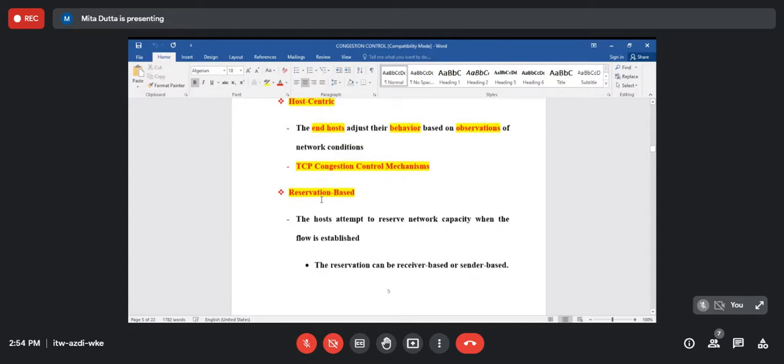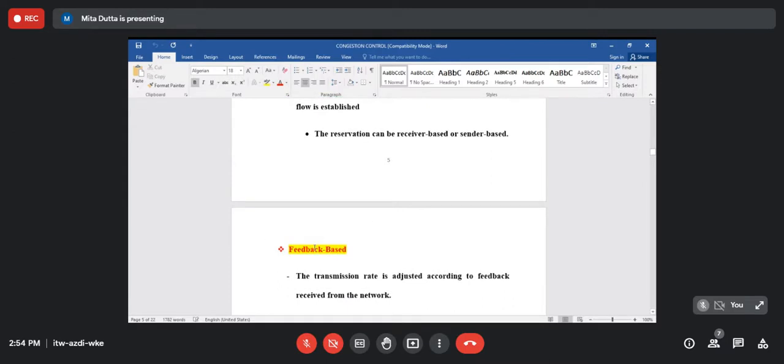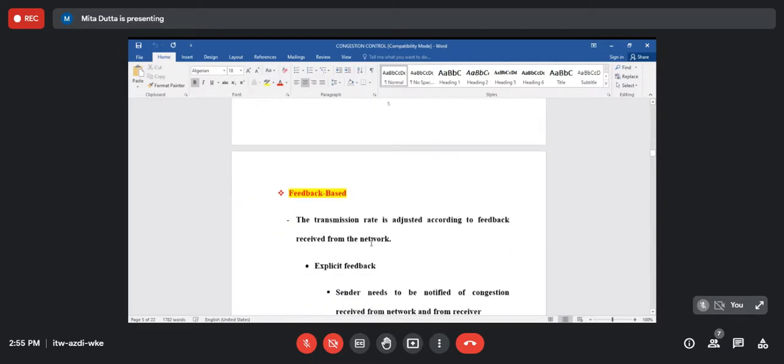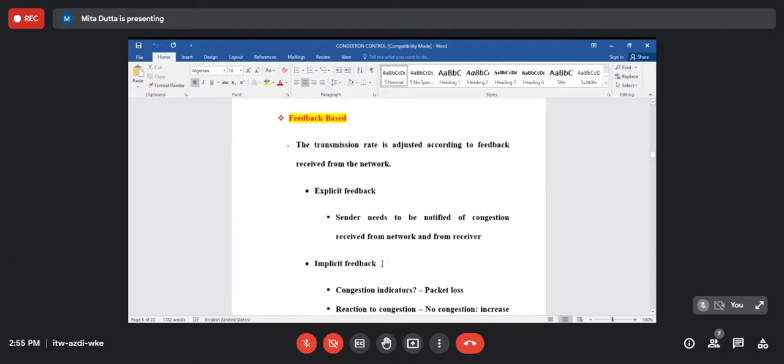Now, the second one is reservation based. Here the host attempts to reserve network capacity when the flow is established, and this reservation can depend upon the receiving end node or the sending end node. Now, feedback based. Here the feedback is given to the two hosts when congestion occurs in a network. The first one is known as explicit feedback, and the second one is known as implicit feedback.